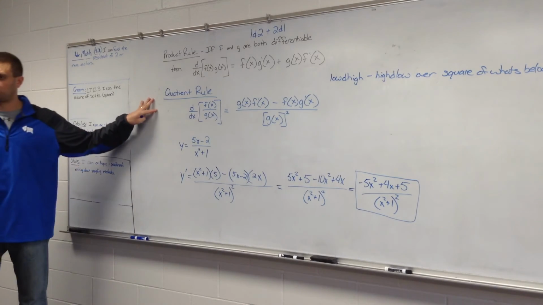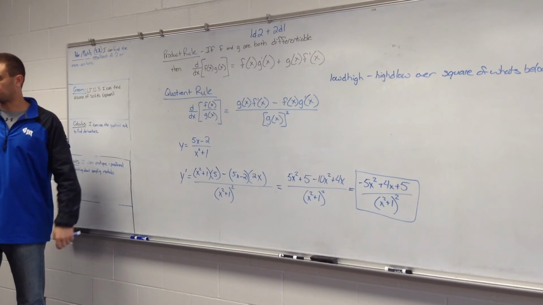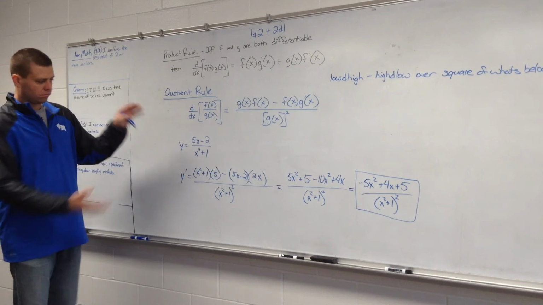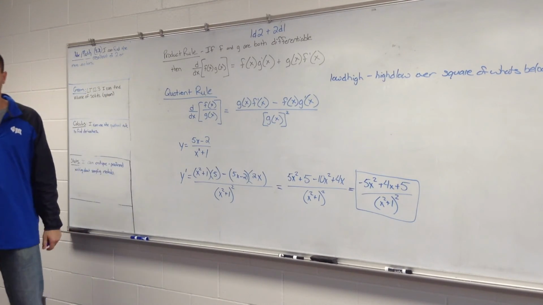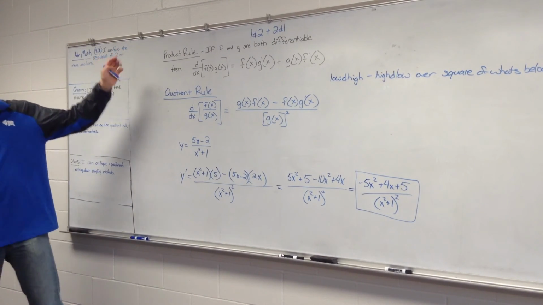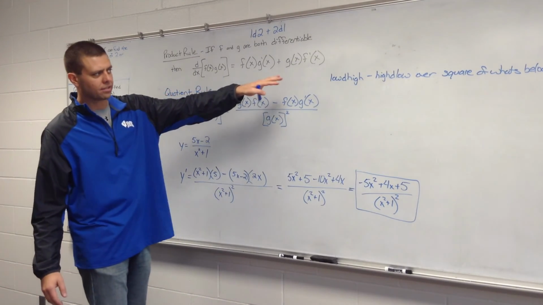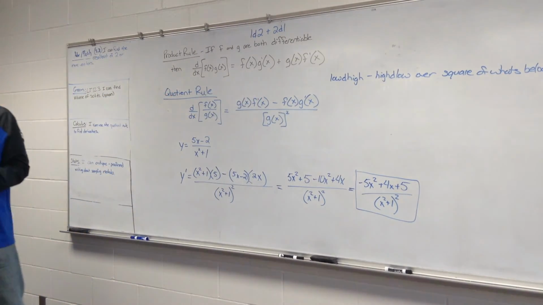So that's the quotient rule. Just got to kind of memorize the rule. Same application over and over again. So product rule, 1 d2 plus 2 d1. Quotient rule, low d high minus high d low over the square of what's below.